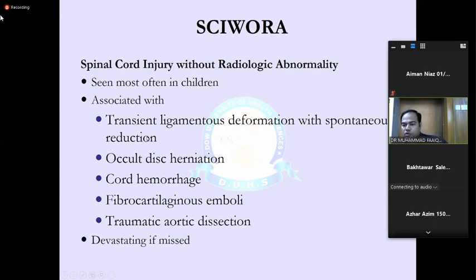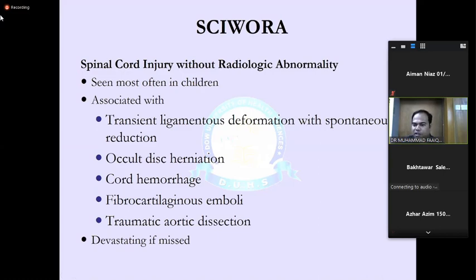it is also called SCIWORA, also called Skybora. In Pakistan, usually we use this pronunciation. We say Skybora. In other European countries, you will pronounce this term as Shibora. Whatever it is, it is actually spinal cord injury without radiological abnormality.